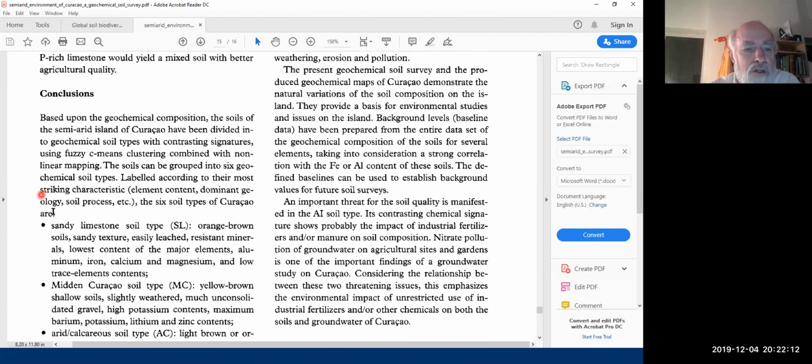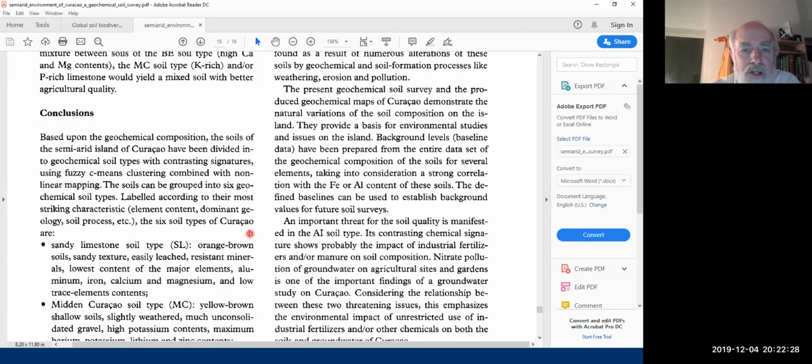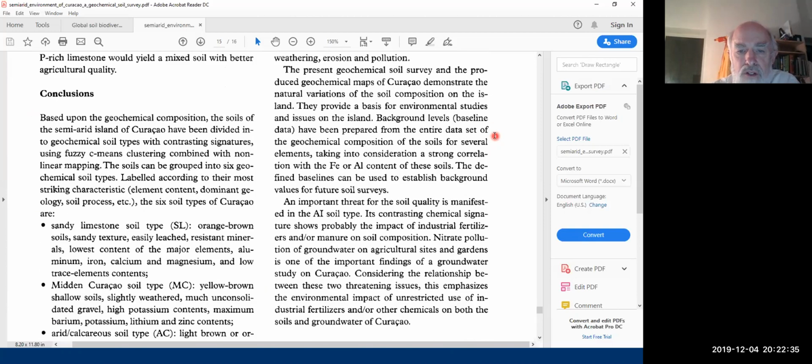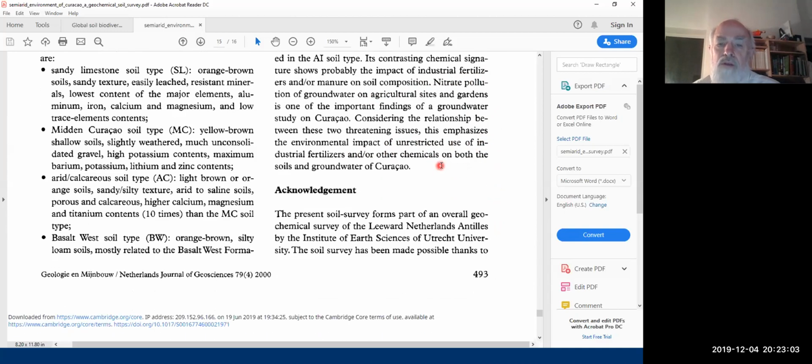And then they have some conclusions. So the 6 geochemical soil types, based on element content and soil processes, is how they made that decision. This is what I pulled out and summarized on the slides that I showed you. And then, in conclusion, an important threat for soil is the impact of industrial fertilization. Nitrate pollution on agricultural sites from the use of chemical fertilizers has caused some groundwater issues. So this emphasizes that you should probably not use those kinds of chemicals on soils because they will enter the groundwater in addition to reducing soil quality.